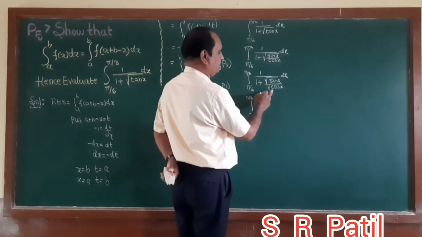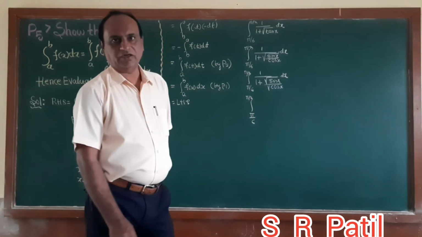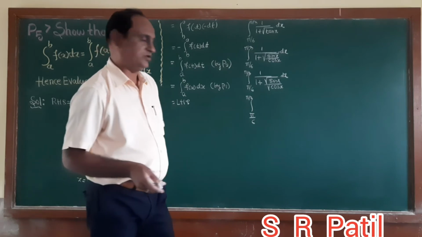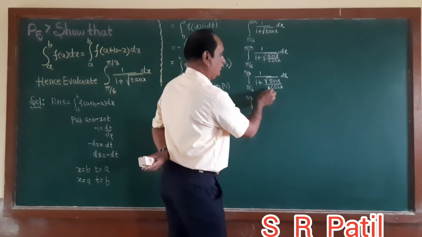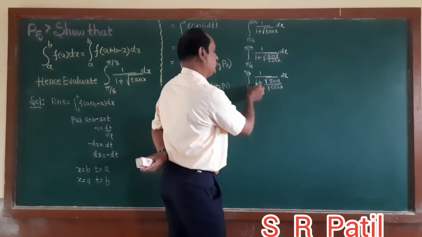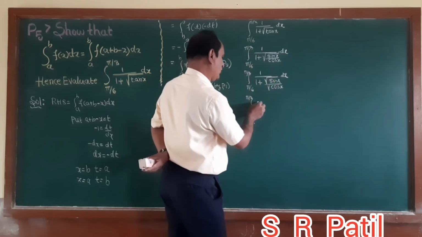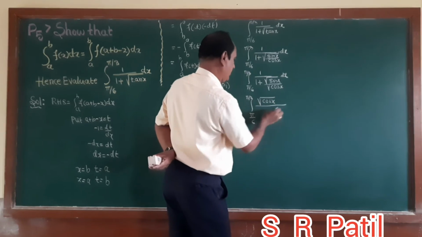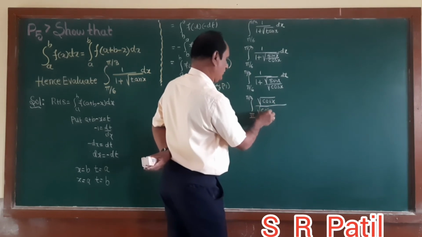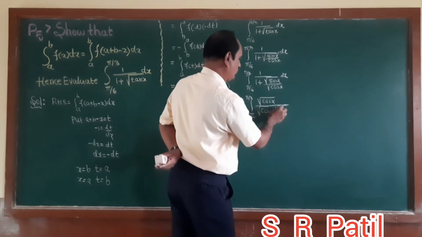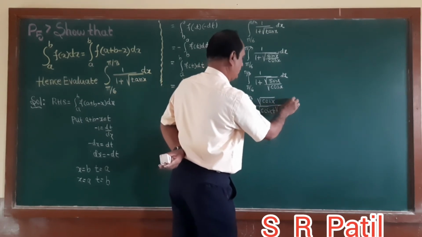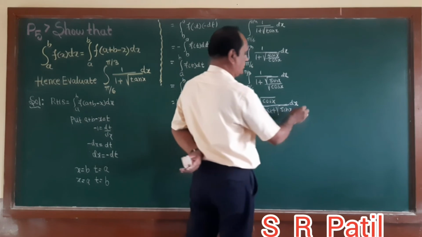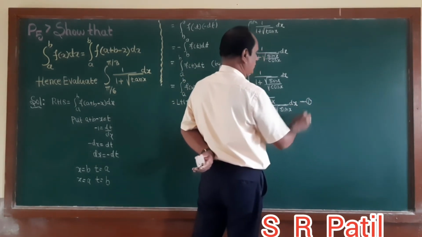So in the denominator, by taking the LCM, root of cos x, the denominator is lifted to the numerator. So that is the square root of cos x divided by the square root of cos x plus the square root of sin x, dx. So the original integral is equal to this. Call this equation number 1.